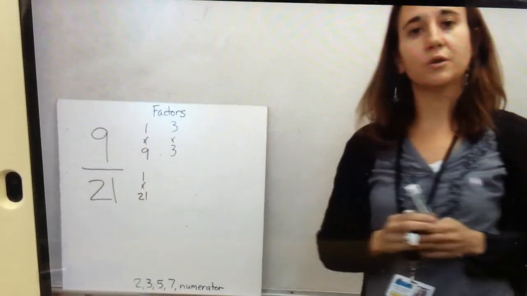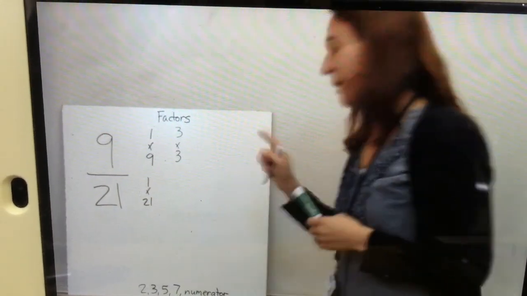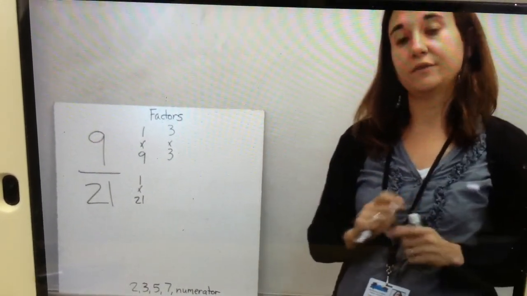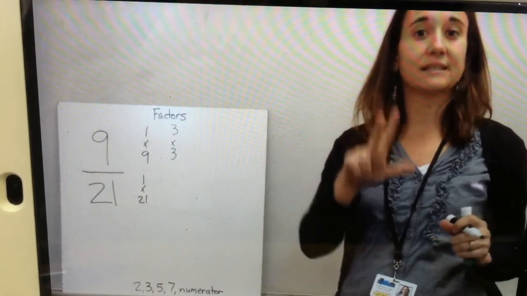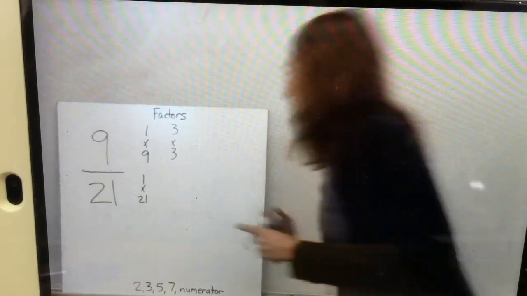What about 2? Will 2 go into 21? No. It is an odd number. What about 3? Will 3 go into 21? You don't know. Count up. 3, 6, 9, 12, 15, 18, 21. Yeah, that's 7.